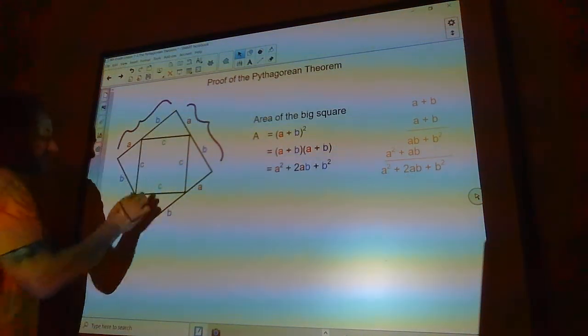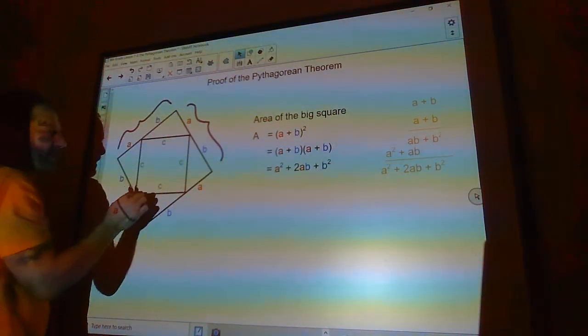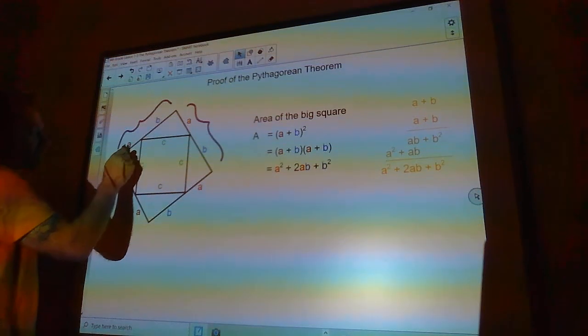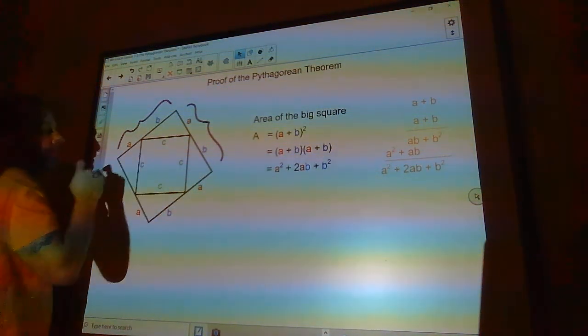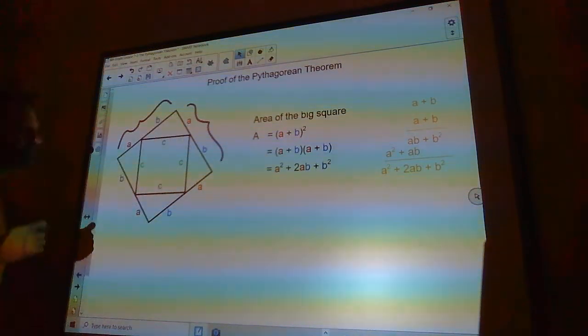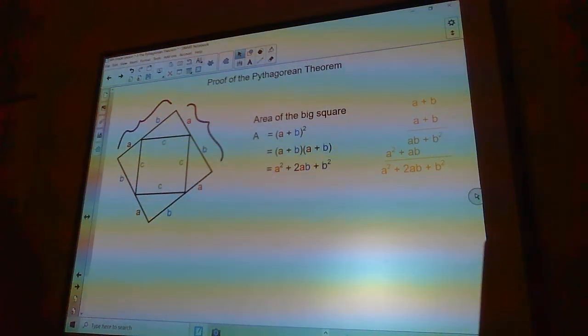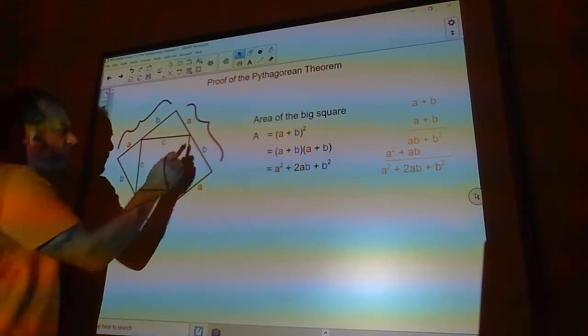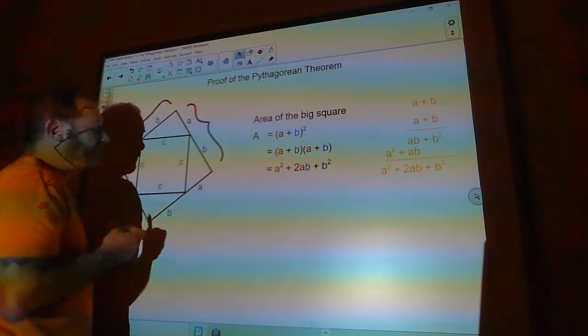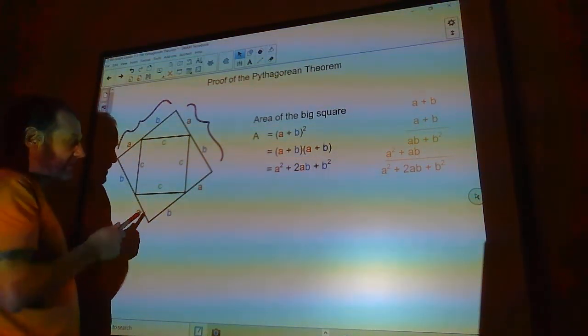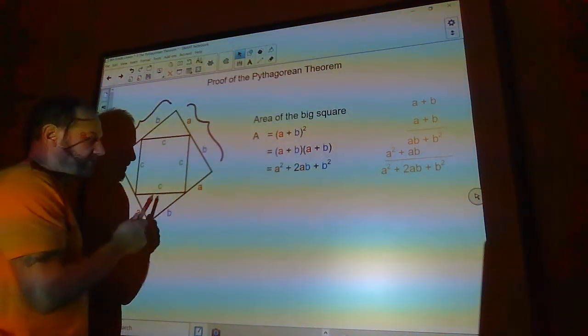That's the area of this big square right here. It's a squared, plus 2 times a times b, plus b squared. Okay, now, here's what I'm going to do. I'm going to take these four triangles and cut them off of this. So the thing I need to do is calculate the area of these four triangles.